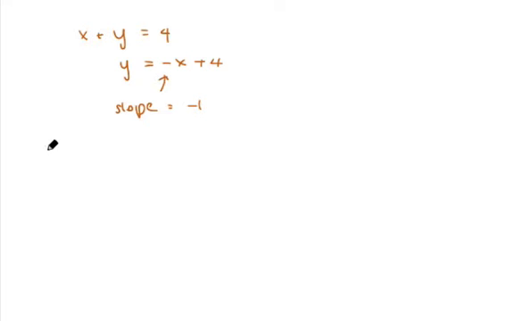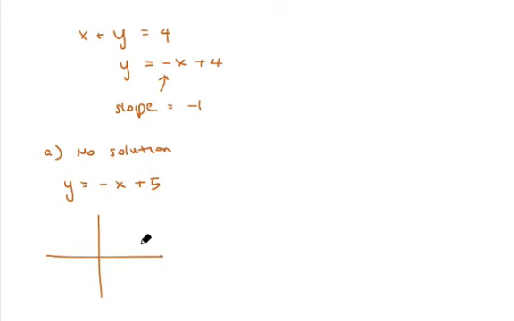So if we want no solution in part A, no solution will occur when the slope is the same and the y-intercept is not the same. So this means that we will have minus x as the slope, and we can have maybe plus 5. So in this case, if I just quickly graph this, let's say one of these lines looks like this, mine will look like this, so they will never touch.